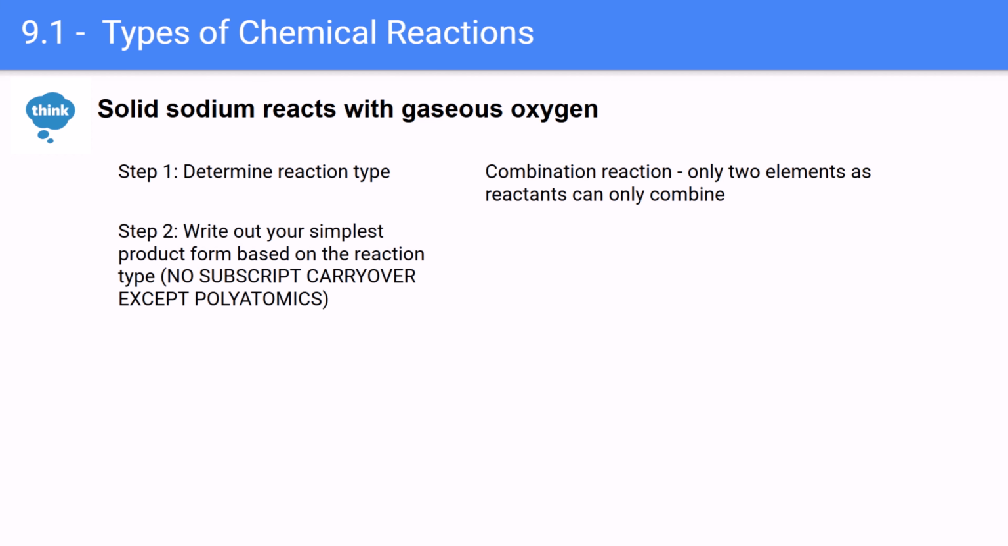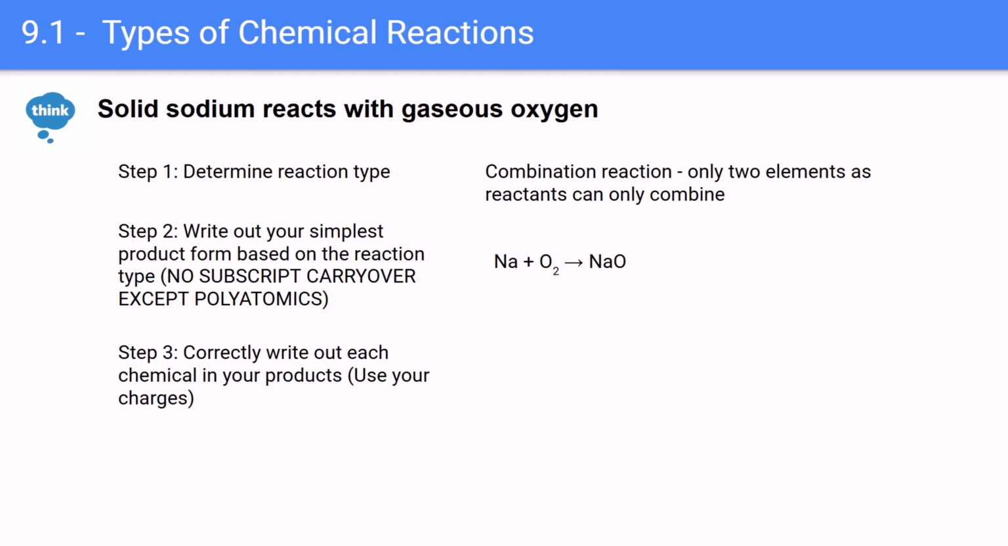Second step is to write out the simplest product form based on the reaction type. No subscript carryover except for polyatomic ions. If I start off with the materials, I have solid sodium, which is Na, and oxygen, which is a diatom, which is O2. And I react them to form my product. Now notice, no subscripts are carrying over. I'm just simply combining the 2 elements into one, and we'll focus on the rest of the part later. But again, don't carry over subscripts unless they are polyatomic ions.